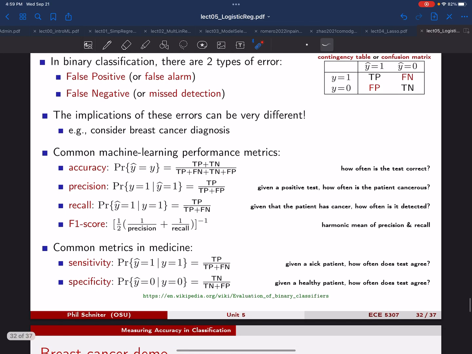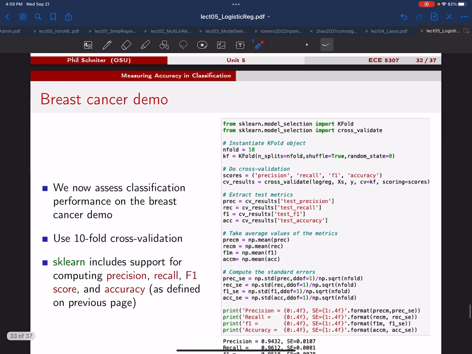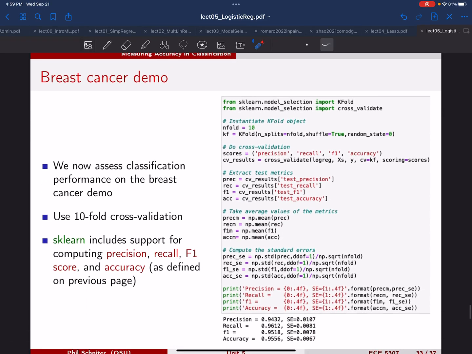Okay, so here's an example of how you can compute some of these things in sklearn. Not surprisingly, it's very easy. So what we're going to do is we're going to do this with tenfold cross-validation.